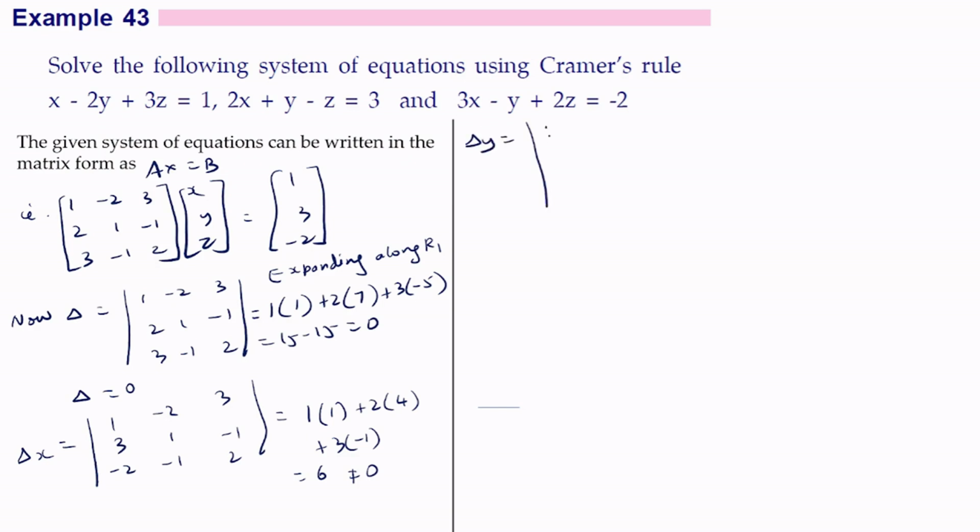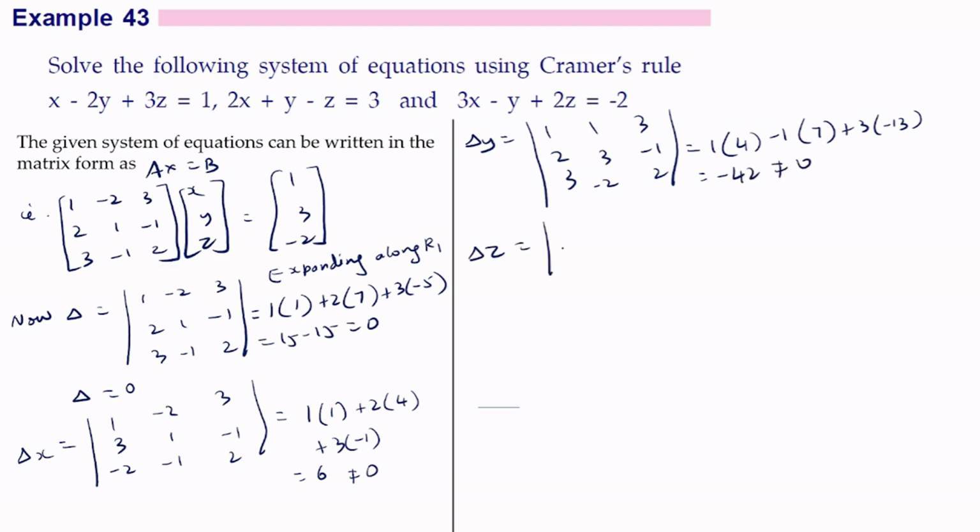So delta y is 1, 2, 3, then 1, 3, minus 2, 3, minus 1, 2. So this is 1 into 6 minus 2, 4, minus 1 into 4 plus 3, 7, plus 3 into minus 4 minus 9, minus 13. So this is 4 minus 7 minus 39, it is minus 42, which is not 0.